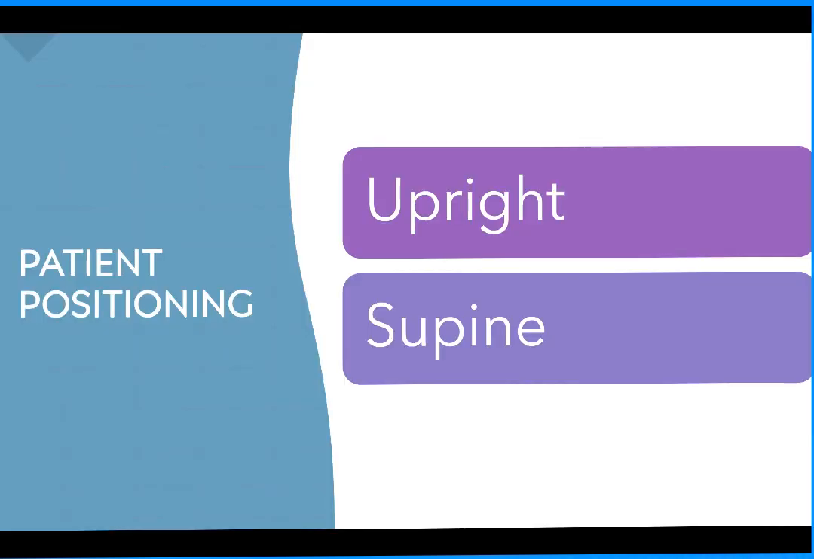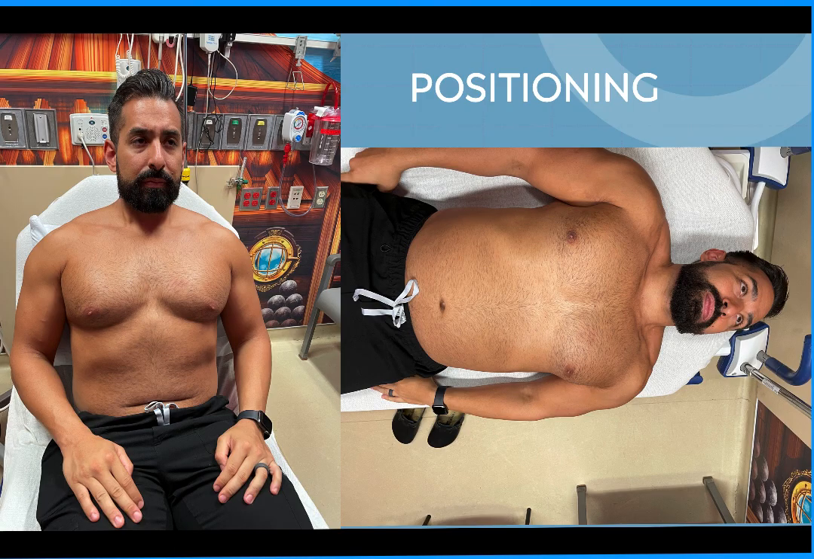The optimal patient positioning for lung ultrasound evaluation is either supine or upright. In the ED, we usually have our patient supine at 0 degrees. This is an example of optimal patient positioning, and we'll go over why that's important a little bit later during the lecture.